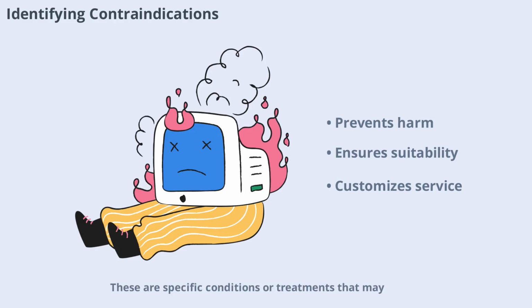One of the most important reasons for client consultation is to check for contraindications. These are specific conditions or treatments that may prevent or alter the approach to hair removal. By identifying these factors early, you can avoid causing harm or discomfort to your client. Let's discuss some common contraindications you should always look for during your consultation.